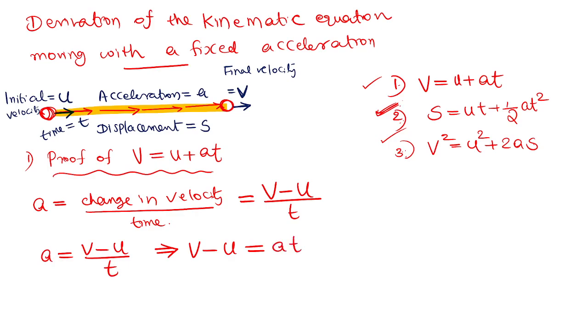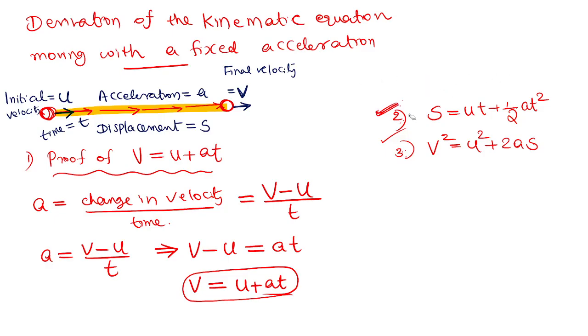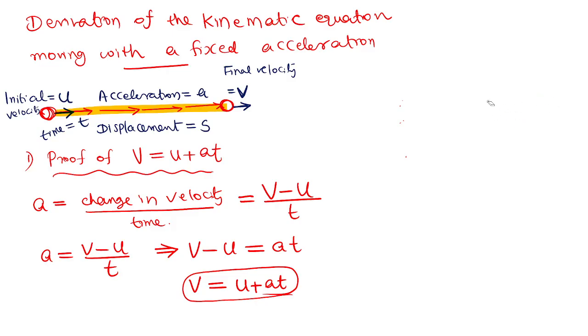The derivation is there in our syllabus. v minus u equal to at, or v equal to, this minus u can be taken to the other side, v equal to u plus at. Studied in the lower classes. Here the derivation is the most important. So I hope that you understood the derivation. The first one is very simple. v equal to u plus at.